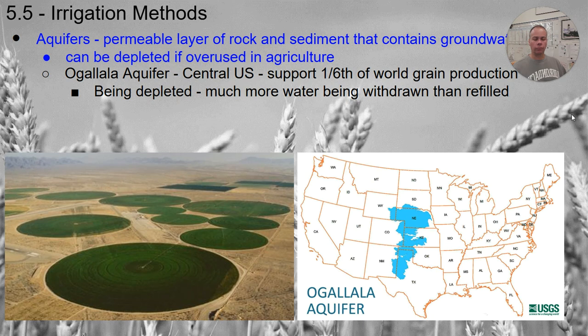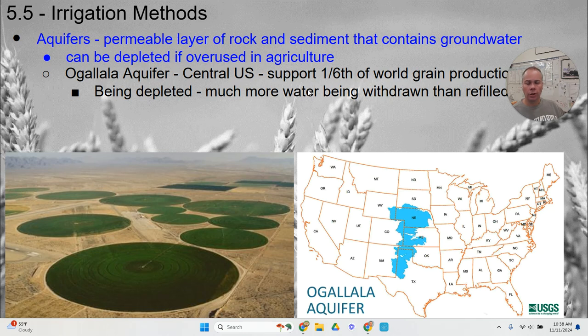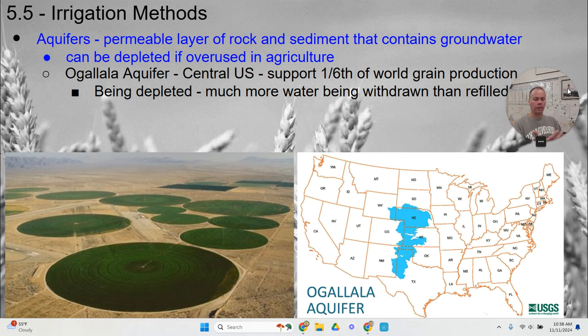And so much of the water used in irrigation comes from aquifers, comes from groundwater. We talked about aquifers in our last unit. Aquifers are layers of permeable rock or sediments in the ground that contain groundwater, and we could pump that groundwater out using a well. But those aquifers, if water is being extracted faster than it's being recharged, that can lead to the depletion of the aquifer.